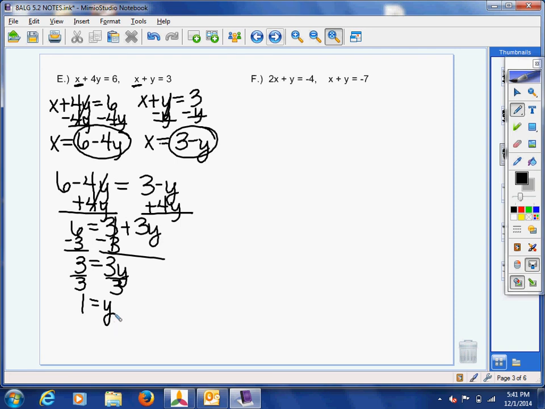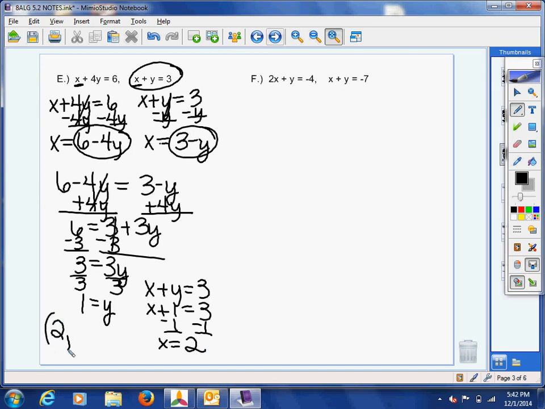That's all it means. Now, go back to the original equations. I like this one. That one looks easy to me. x plus y equals 3. x plus 1 is equal to 3. Take away 1, and we're saying x is 2. So for your point of intersection, remember, start with the x. That would be 2. And then your y, which is 1. So my point of intersection is (2, 1). I hope you're following along with me and that it's making sense.